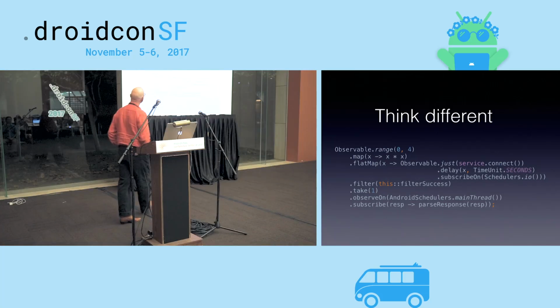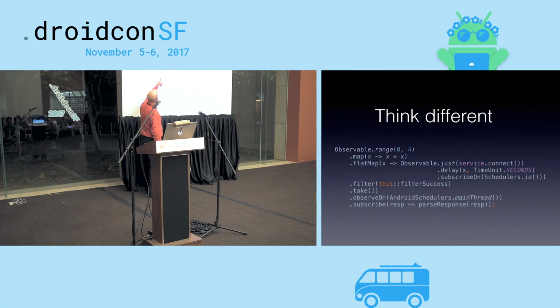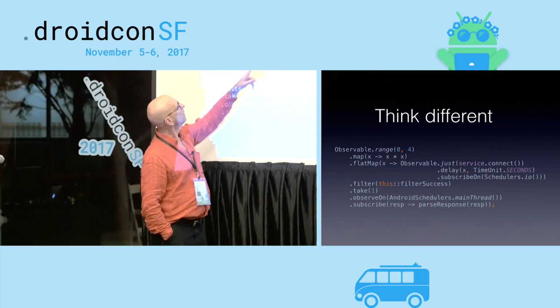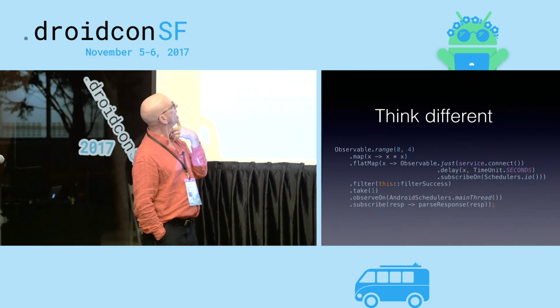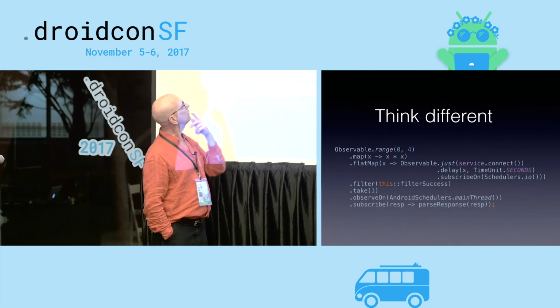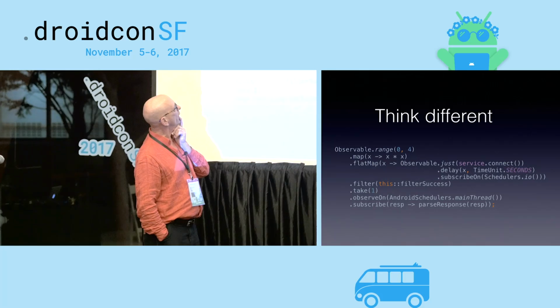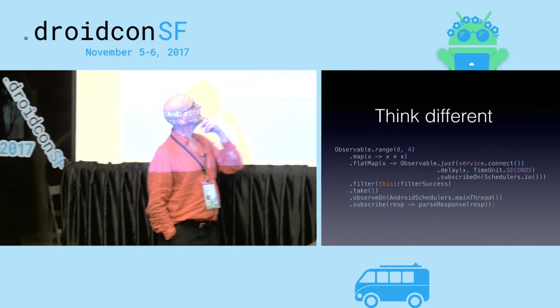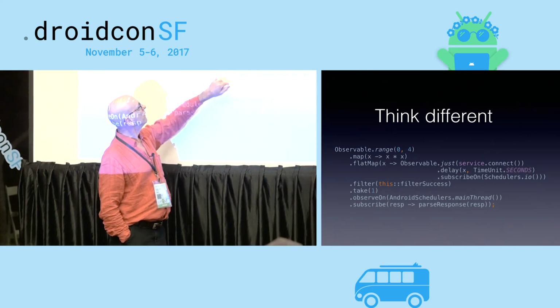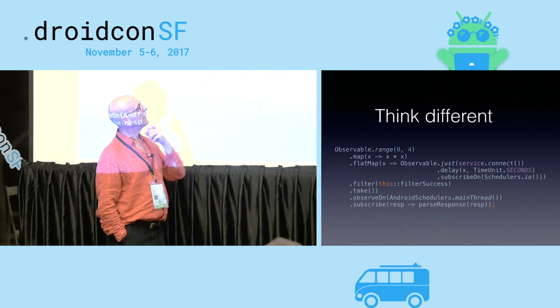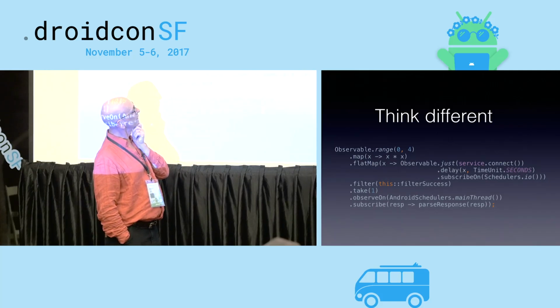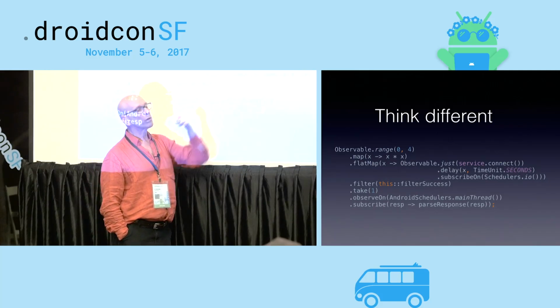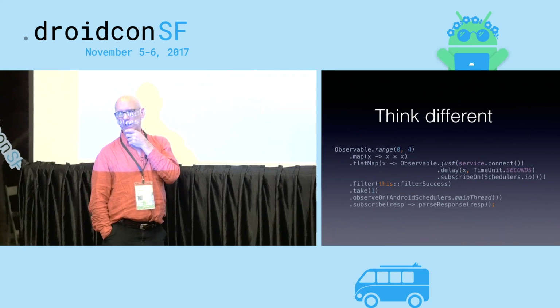So what I'm going to do here is, this is exponential backoff. Right? I'm going to take numbers 0 to 4, and I'm going to map them to their squares. And then for each one of them, I'm going to create an observable that delays for a while, then connects to the service. And I'm going to subscribe that on the I/O scheduler.